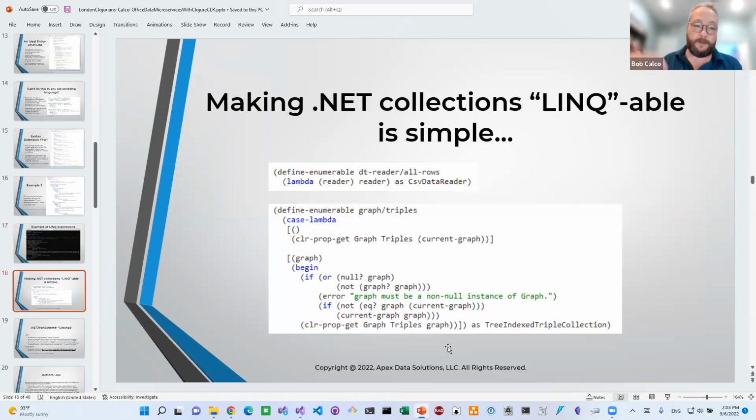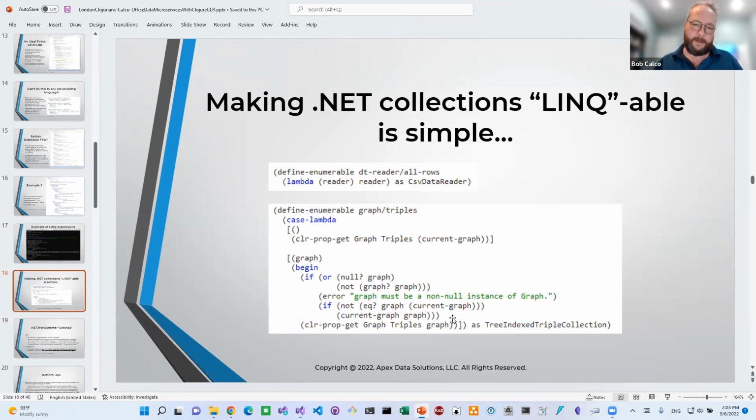This is how easy it is to use the define-enumerable syntax extension, right? All rows in a delimited text reader from the Sylvan library. Because the reader already implements enumerator, I just pass it in as is, and that's it. You're done. Now you can use it.